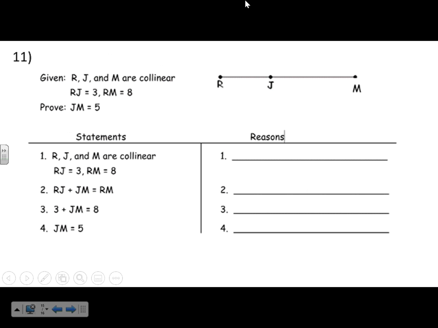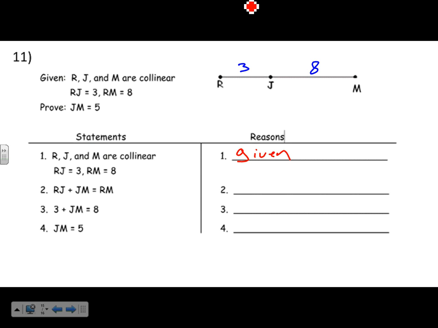So we have two more here. Given RJ and M are collinear, so they're on the same line. That's what they show us. RJ is equal to 3. RM is equal to 8. I want you to prove that JM is equal to 5. So this is a really good one. So, number one, RJ and M are collinear. RJ is equal to 3, RM is equal to 8. That is the given.